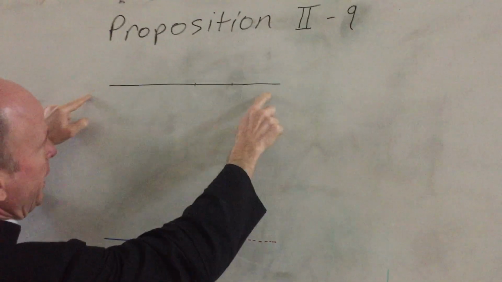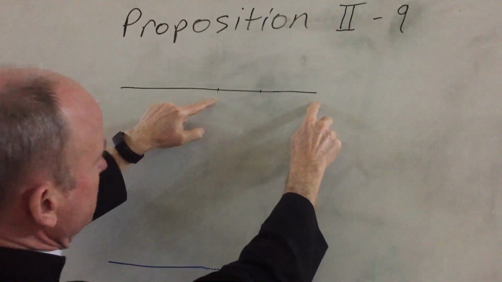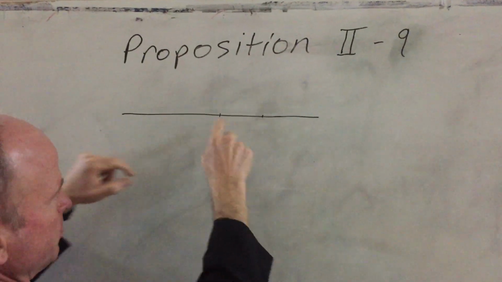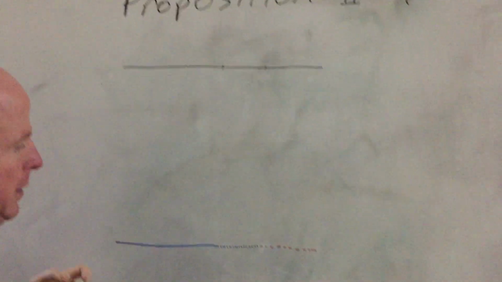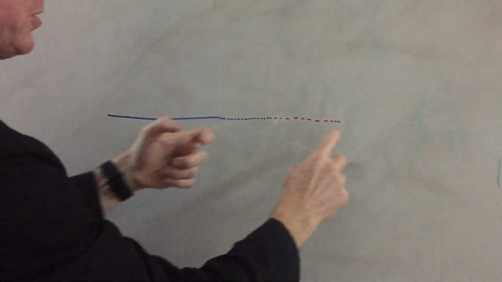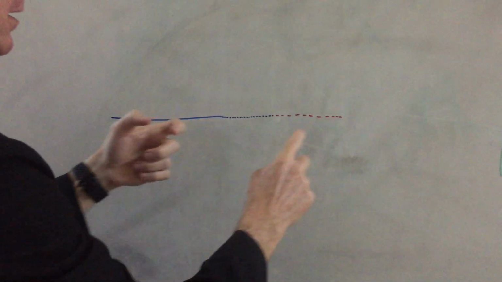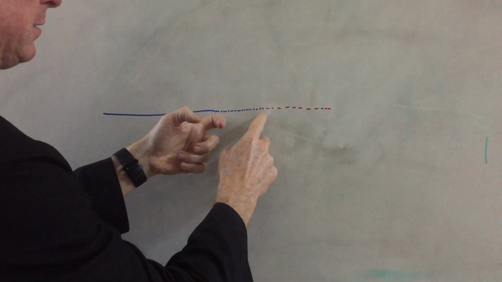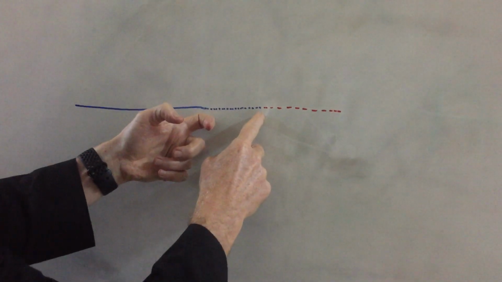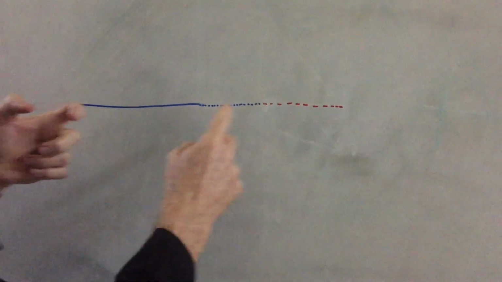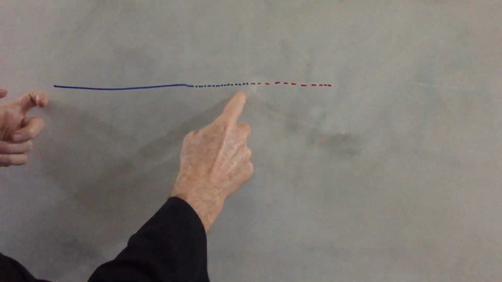So here you have your line cut into equal and unequal parts, and here's your line between the points of section, between the two cuts. Let's redo it over here. You have your line. The equal parts are dotted. The line between the points of section is this blue dotted line. The unequal parts are the blue and the red. Equal, unequal, line between the points of section.